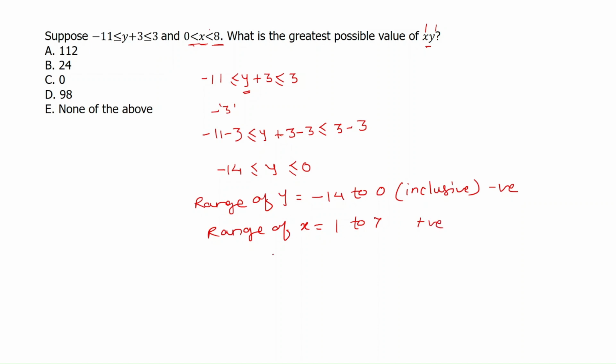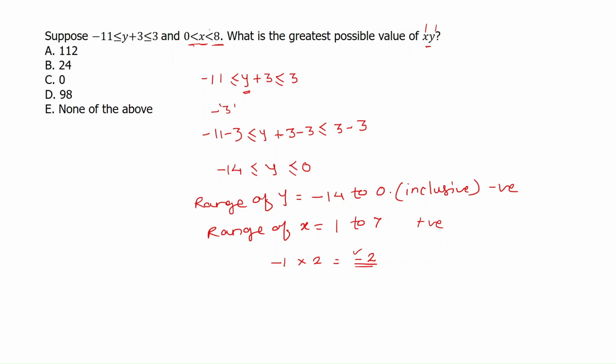So if we take any combination, for example minus 1 into the value of x, anything, 2, it will be negative 2. Because in the multiplication of any two numbers where one is positive and one is negative, the result will always be negative.